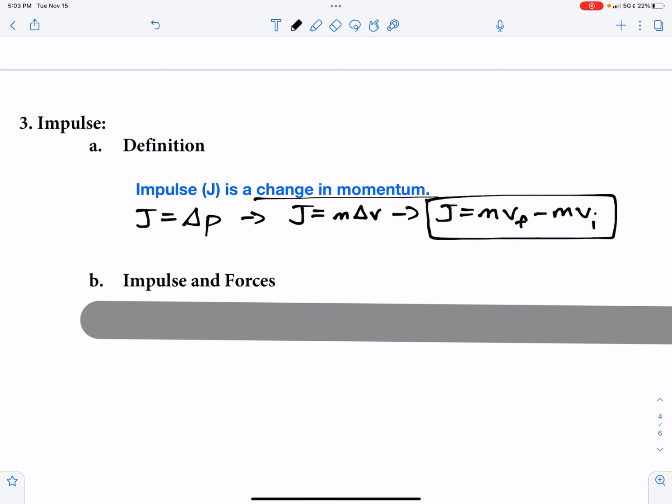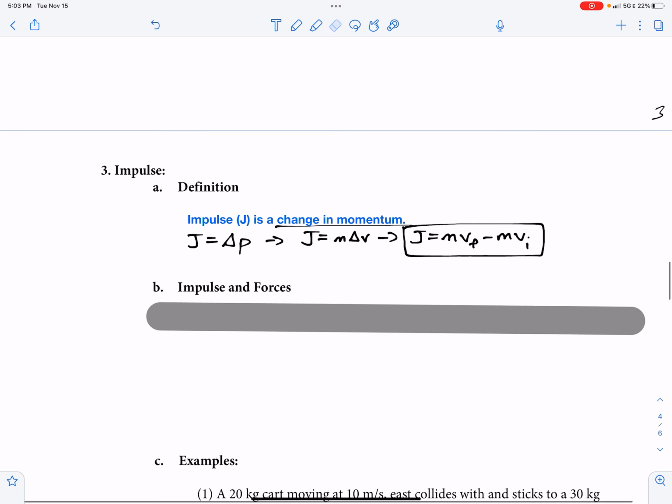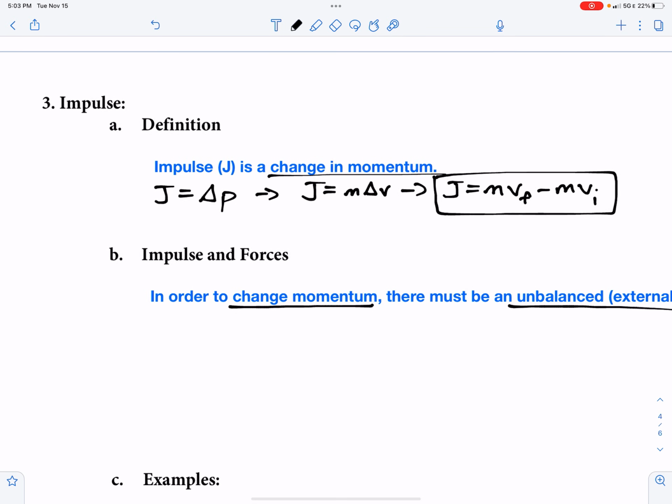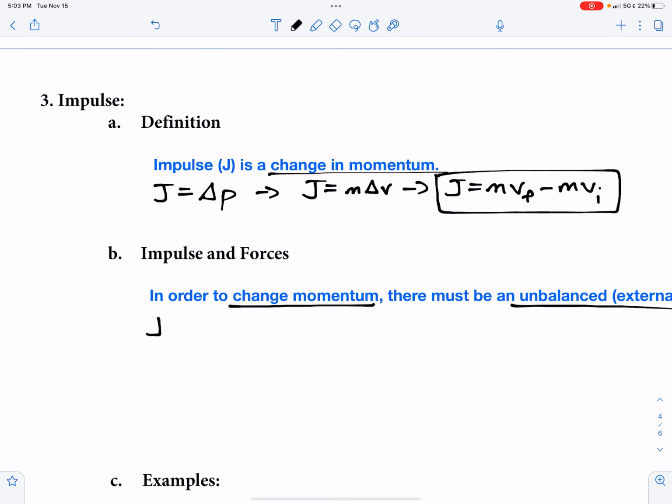Now, impulse is also, in order to change the momentum, there must be a net force applied. So in other words, another way we could figure out your change in momentum, there has to be a net force applied. And it's applied over a time interval, delta t.